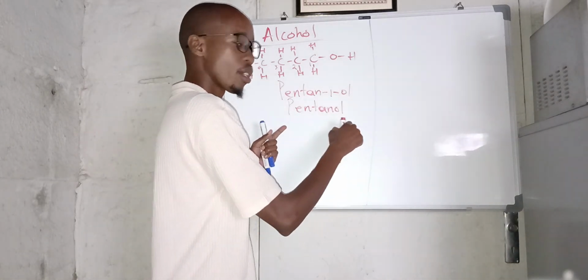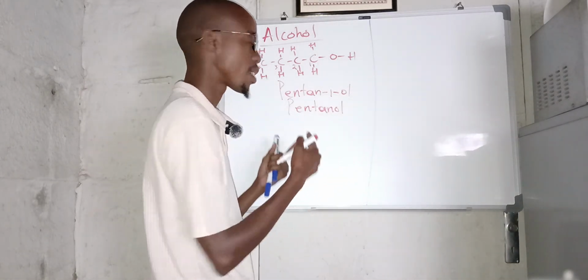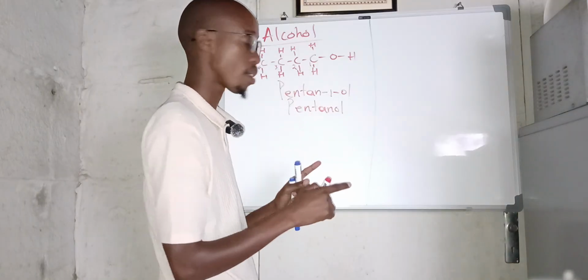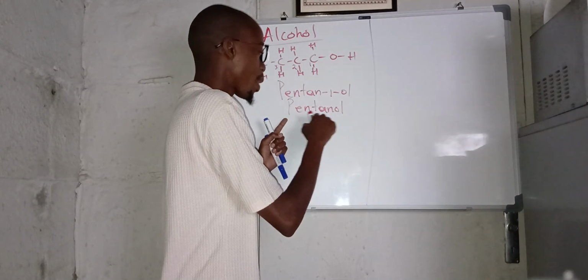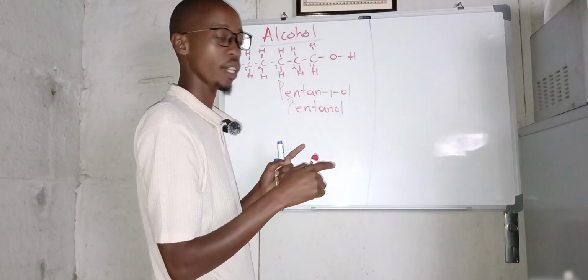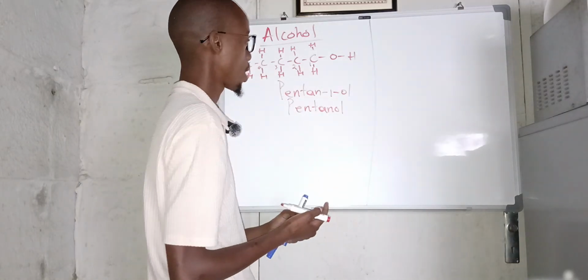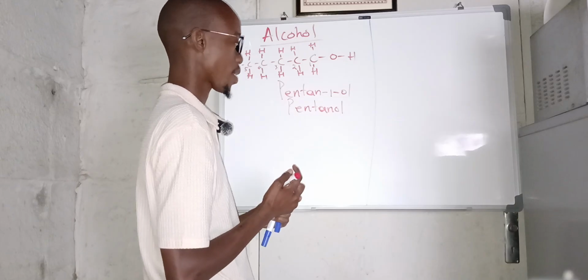Because by writing pentanol, we know exactly that it simply means the functional group is on carbon number 1. Even yourself, when the examiner has given you pentanol, when you draw the structure, you know that the functional group is on carbon number 1. I hope it makes sense.